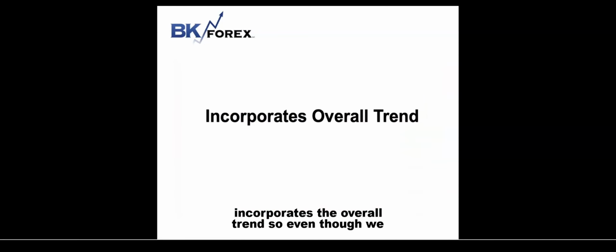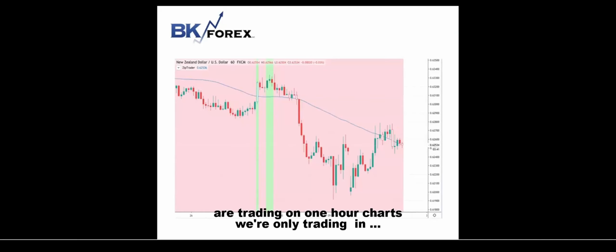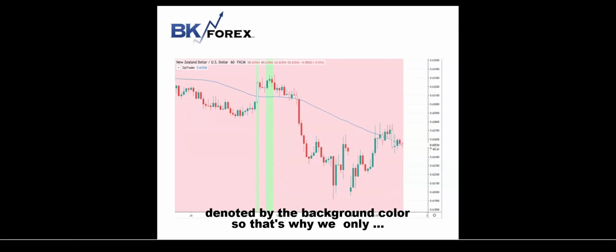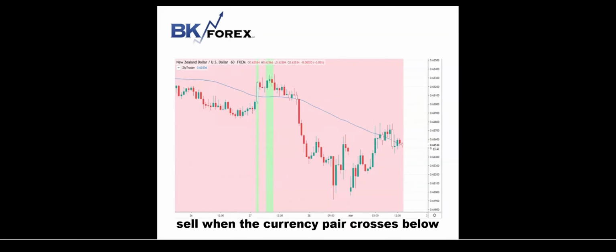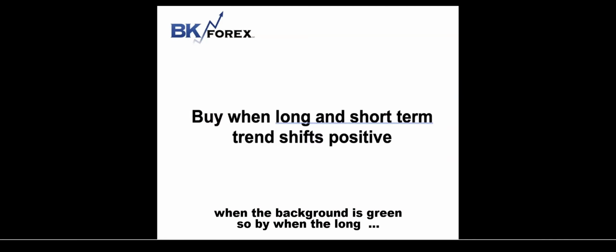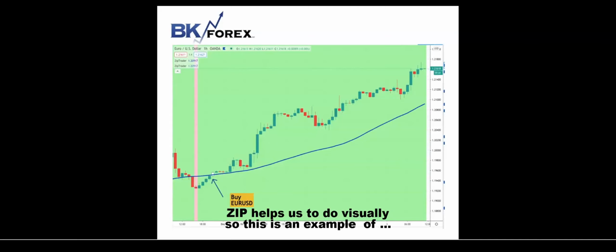The background itself incorporates the overall trend. So even though we are trading on 1-hour charts, we're only trading in the direction of the longer term trend, and that is denoted by the background color. So that's why we only sell when the currency pair crosses below the indicator line and the background's red. And we only buy when it crosses above the indicator line when the background is green. So buy when the long and short-term trend shifts positive. This is what ZIP helps us to do visually.